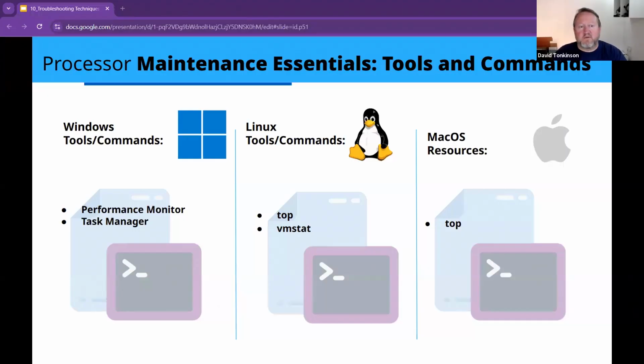Well, we have tools that will help us with these things. In Windows, we have Performance Monitor and Task Manager, because the Task Manager is used to monitor the CPU usage and we can see what's active, what systems are running. In Linux, we have Top and vmstat that will show us how our CPU is performing. And macOS tends just to use Top, really, is the main one they use. These are all used to look at the performance of your CPU and from there, you can see if there is a problem or not.